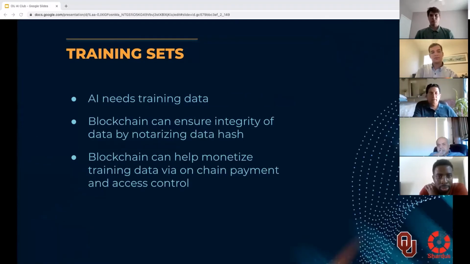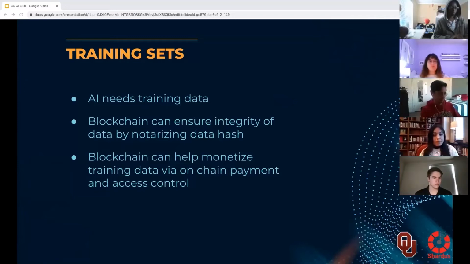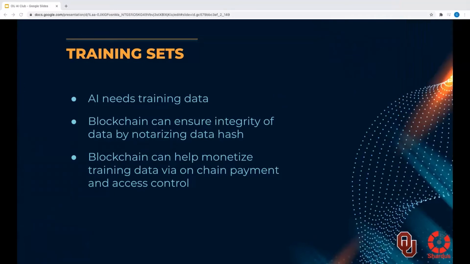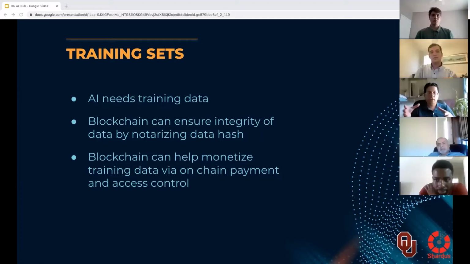Yeah, and then the other area that I see where blockchain and AI can have some overlap is in training sets. AI, of course, needs lots of training data. And one of the things that you probably know is that the output that your AI produces or learns is only as good as what you train it on. And so, you want to make sure that the data that you're putting into your system has some assurance and integrity. And that can be achieved by notarizing the hash of the data on the blockchain, right?